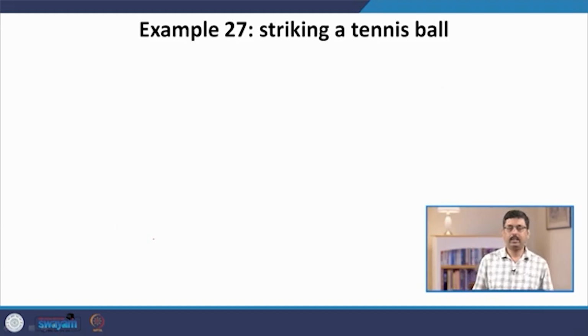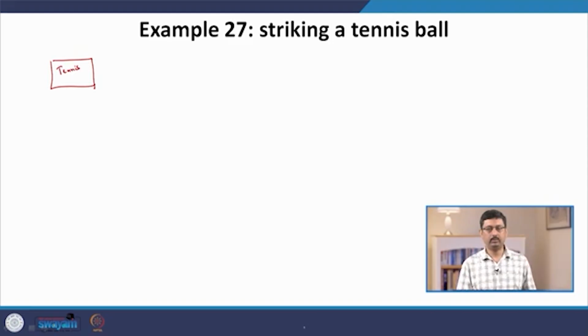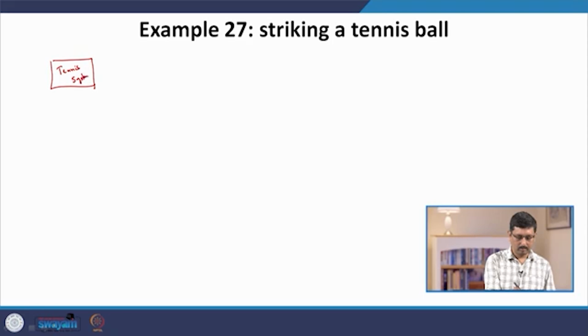Again, as before, we first start by defining our system. In this case, it is simplest to consider the tennis ball as our system, because the problem asks about what forces act on the tennis ball. So, this is our system. Then the racket is in the surrounding.